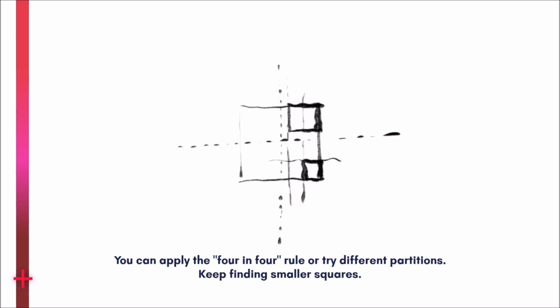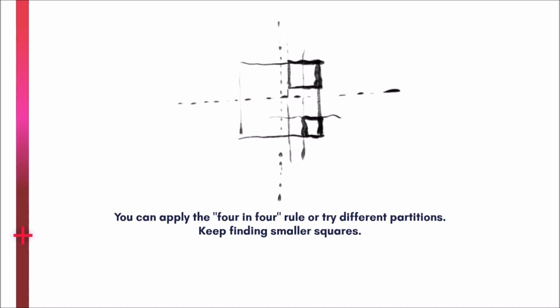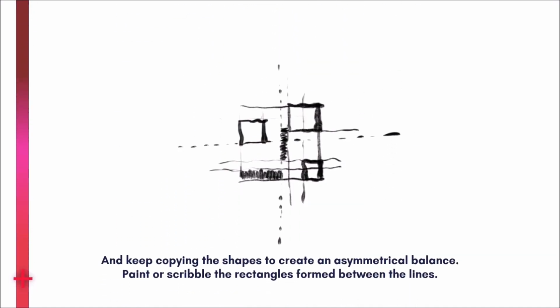You can apply the 4 and 4 rule or try different partitions. Keep finding smaller squares. And keep copying the shapes to create an asymmetrical balance. Paint or scribble the rectangles formed between the lines.